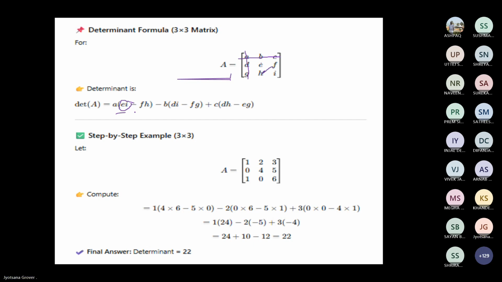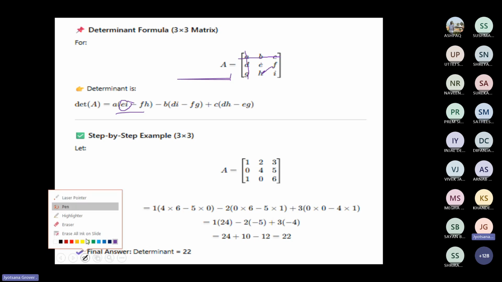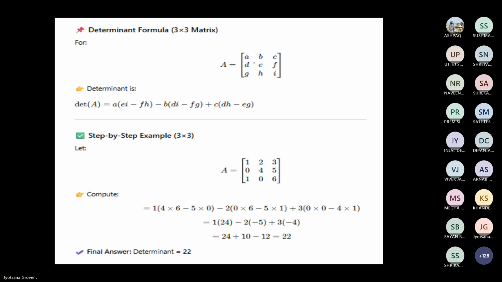Next you go to the next element of row 1. So this is B. Here you have to take alternate plus minus. So this is plus A, then minus B, then plus C. Now with B, cut the column where B is present, cut this row. What are the elements left? D. So you take the determinant value, D into I minus F into G.